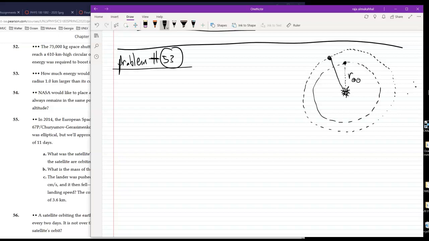Well, we said that in circular orbit, the energy is equal to what? Half U. Forget about the minus sign. We're just talking about the absolute value here. Half U, correct? So, as a matter of fact, for such a case, it would be half delta U.